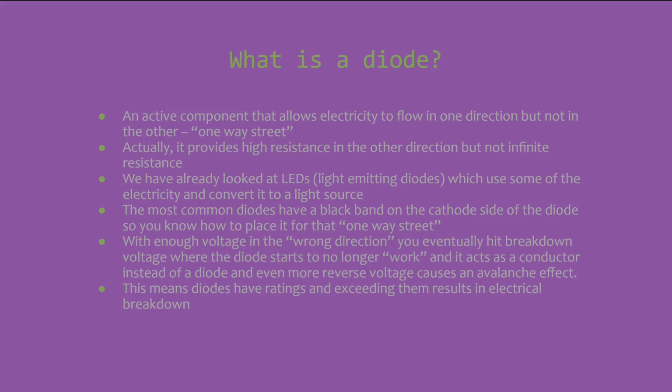However, with enough voltage in the wrong way, you'll eventually hit something called breakdown voltage, where the diode no longer seems to work as a diode and starts to act like a conductor, and in some cases, a completely out of control conductor. Just like any other component, diodes have ratings, and exceeding them can result in electrical breakdown.